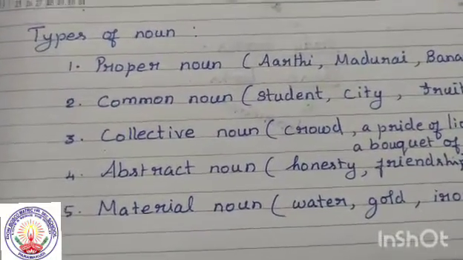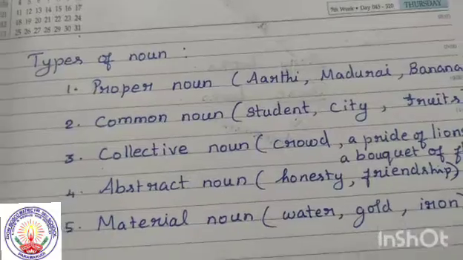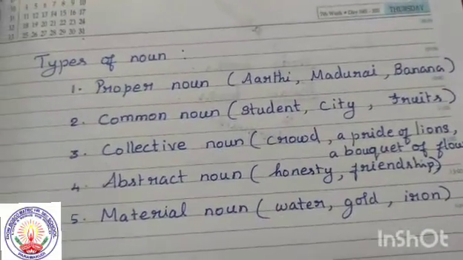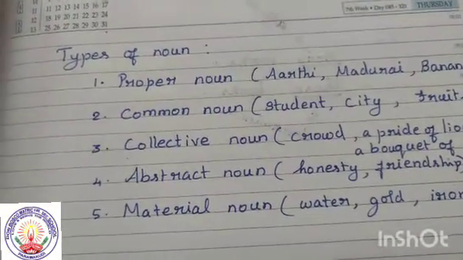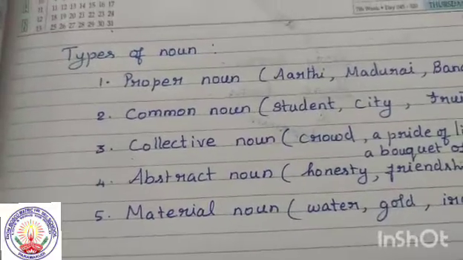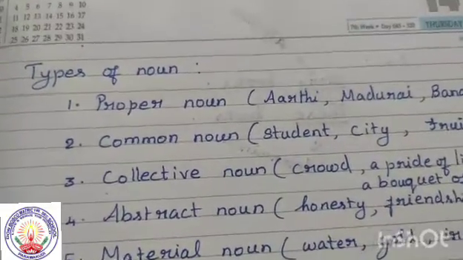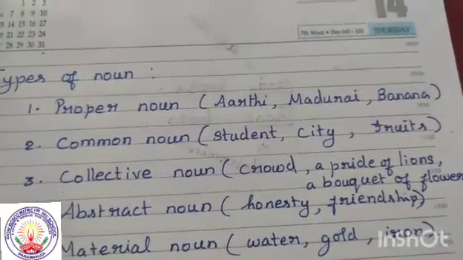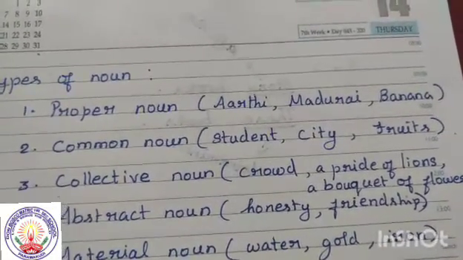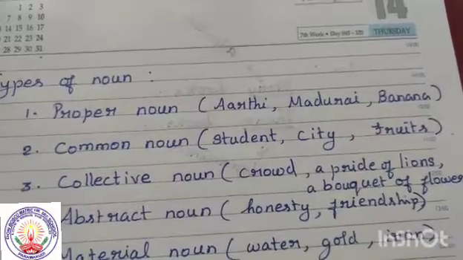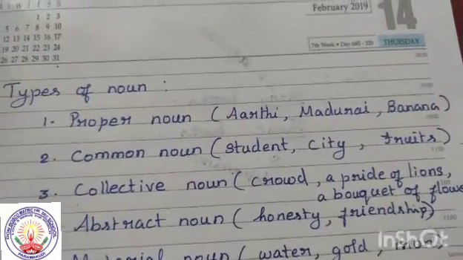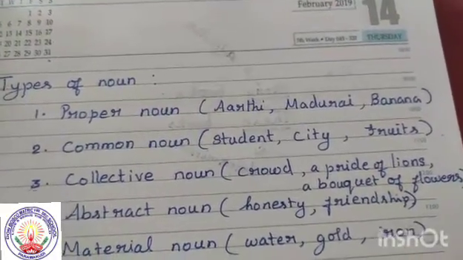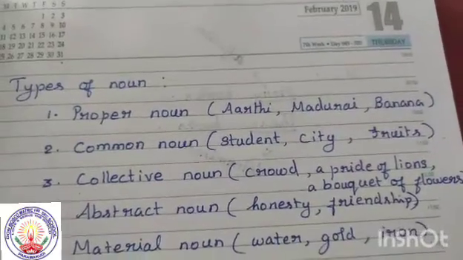So what is proper noun? Proper noun is the name of a particular person or particular place or particular thing. That is a specific name. For example, Aarti, it's a particular person. Madurai, it's the name of a particular city. Banana, it's the name of a particular fruit. Okay, so these are the proper nouns.